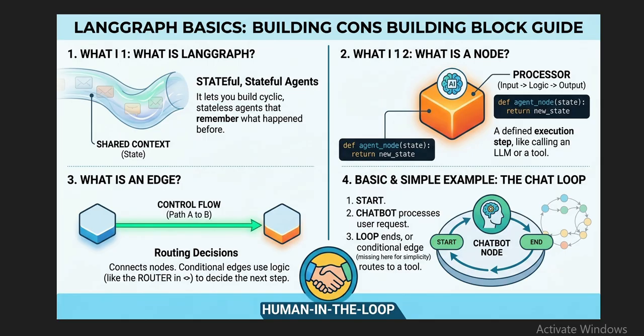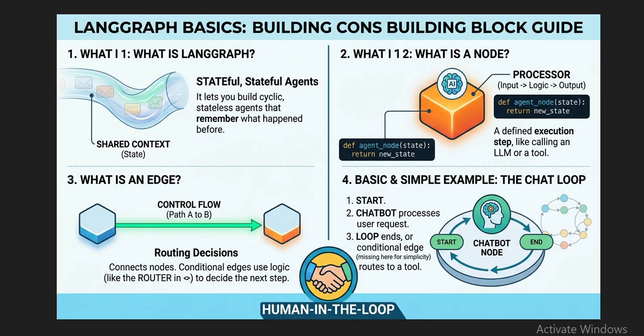An edge is nothing but the flow, and it connects two nodes, and routing decisions connect between nodes. Conditional edges are also there, and conditional logic is also there. What are the next steps?